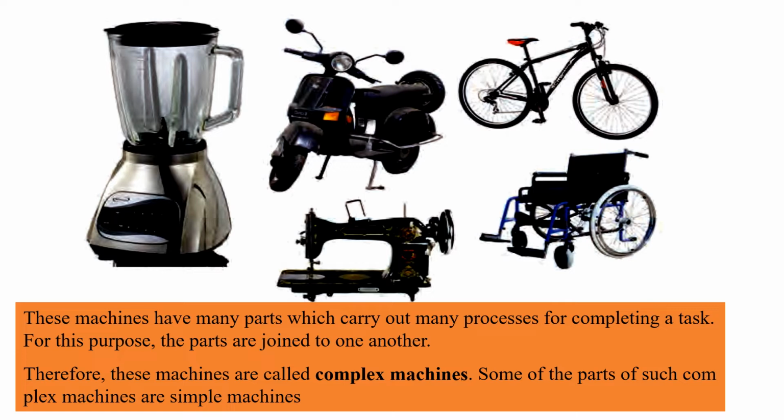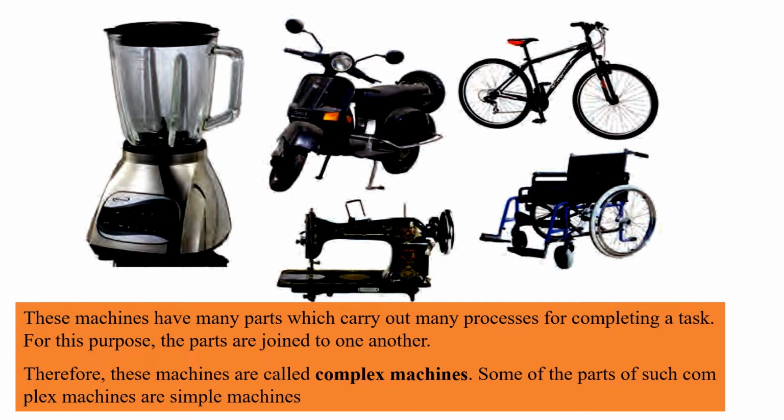Okay, so these machines have many parts which carry out many processes for completing our task. For this purpose, the parts are joined to one another. Therefore, these machines are called complex machines. Some of the parts of such complex machines are simple machines.